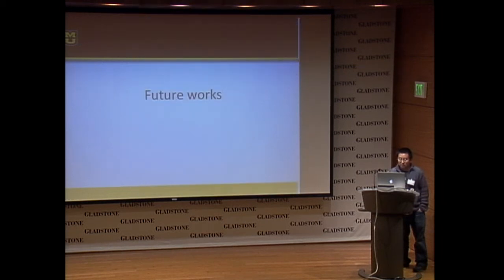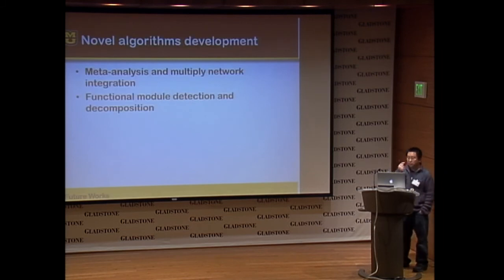And besides those two plugins, we are still working on the rest of the novel algorithm design part. One is trying to integrate multiple levels of network. Generally we will have a network constructed based on gene expression or protein-protein interaction, and we will treat the gene ontology as another network. And we are trying to combine those networks to perform other analysis, such as module detection or decomposition.